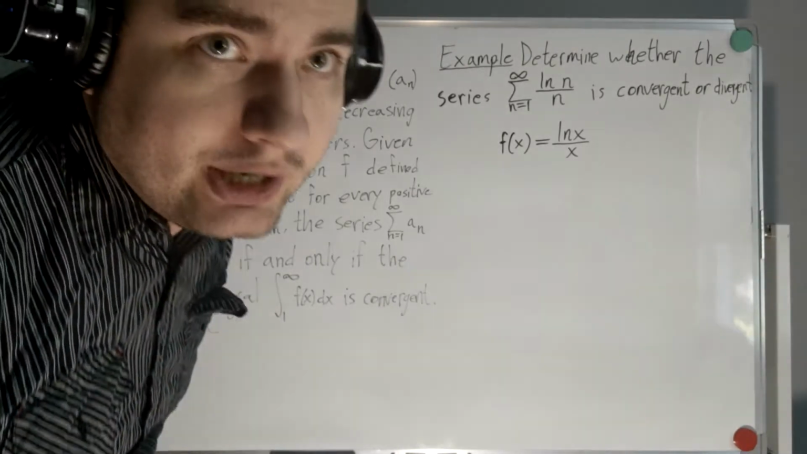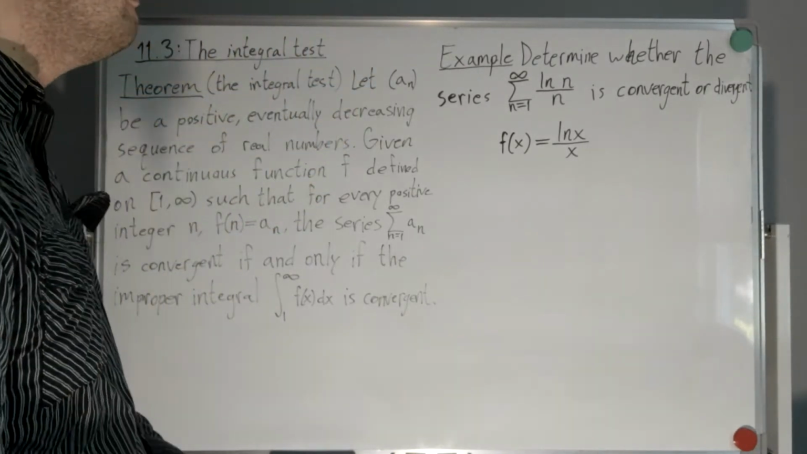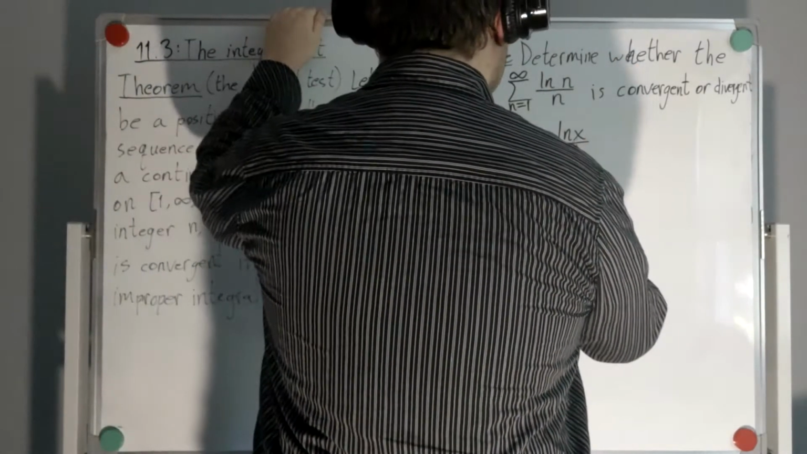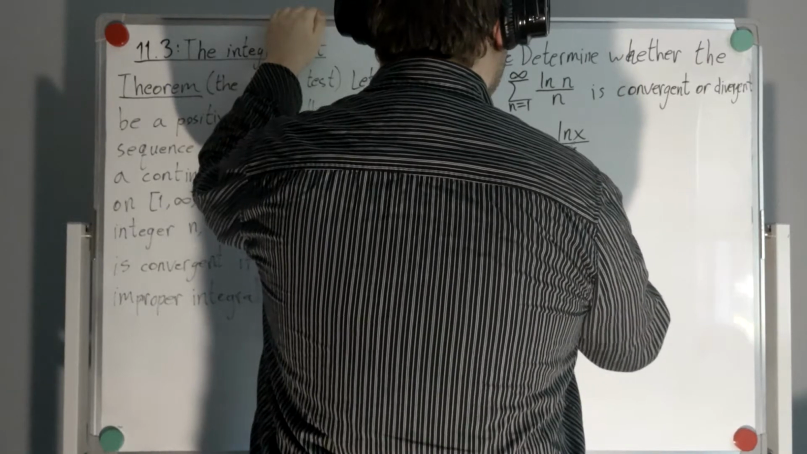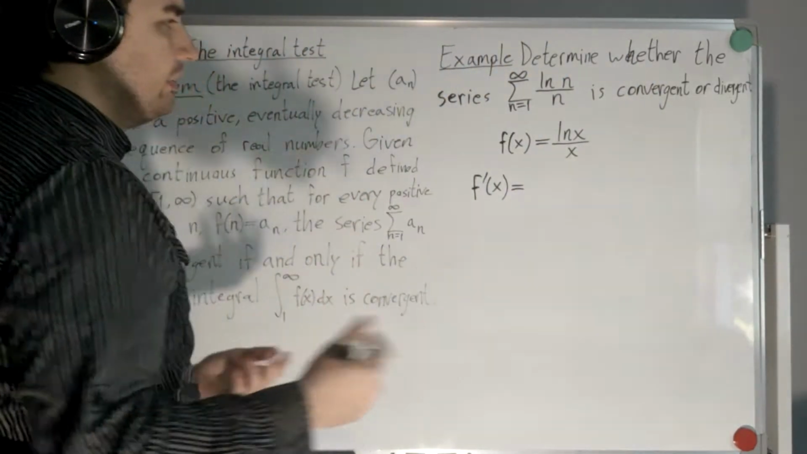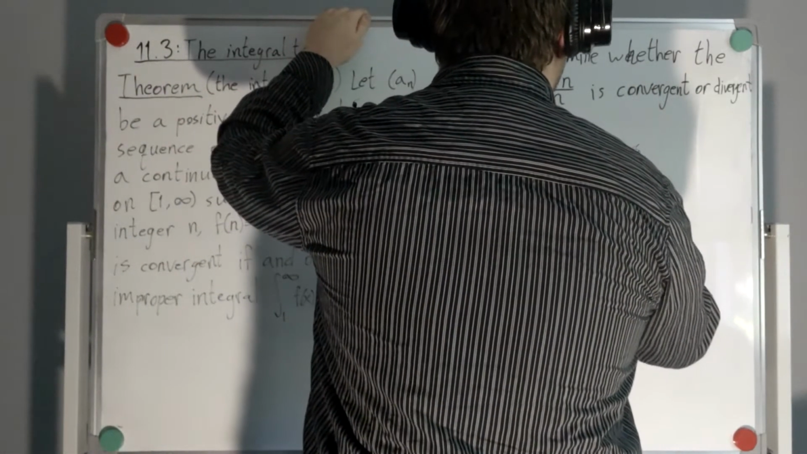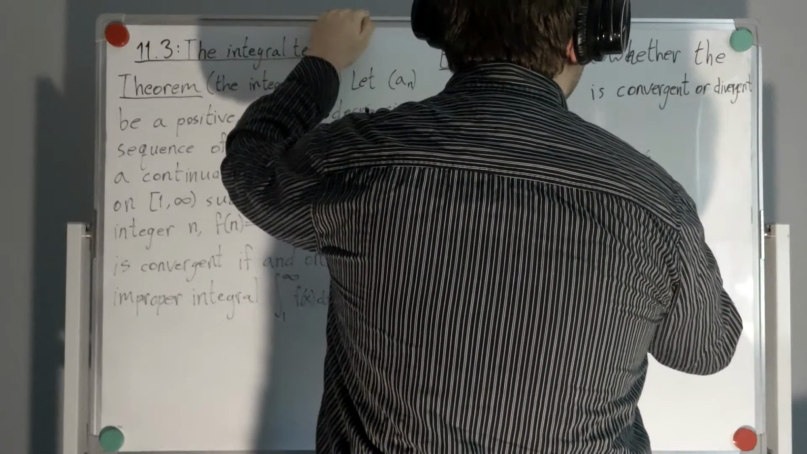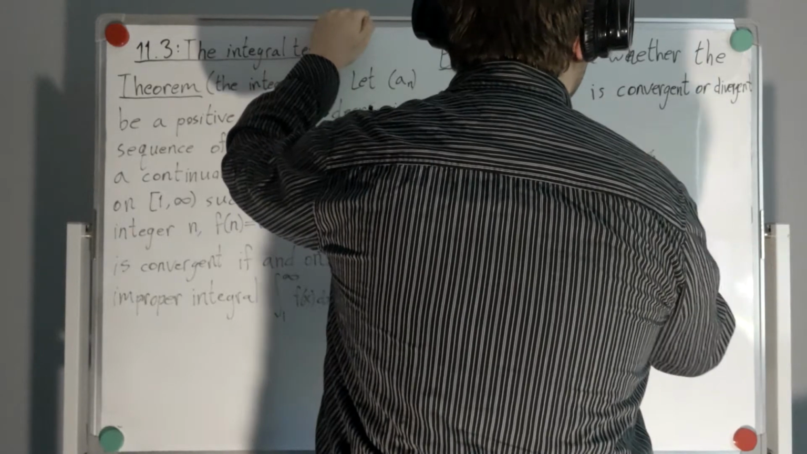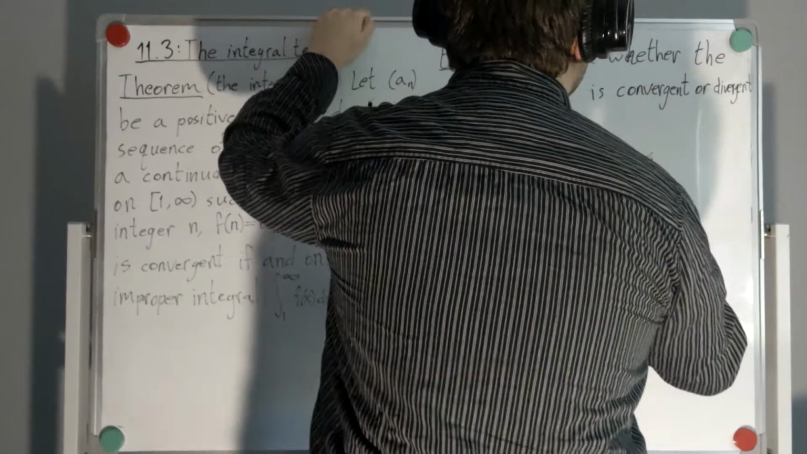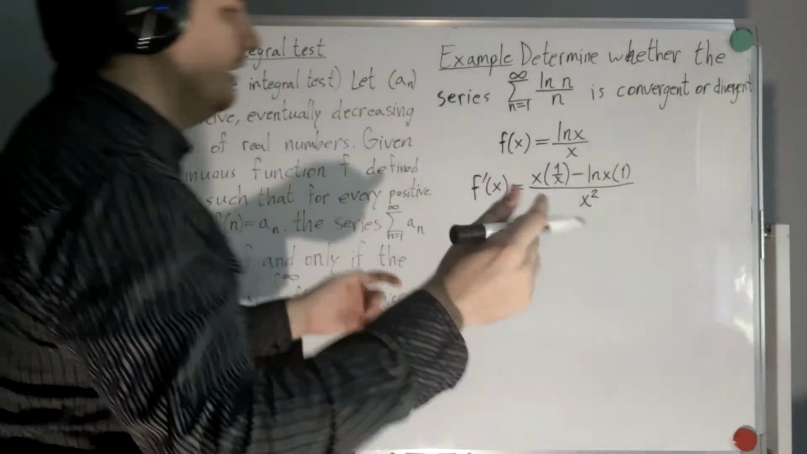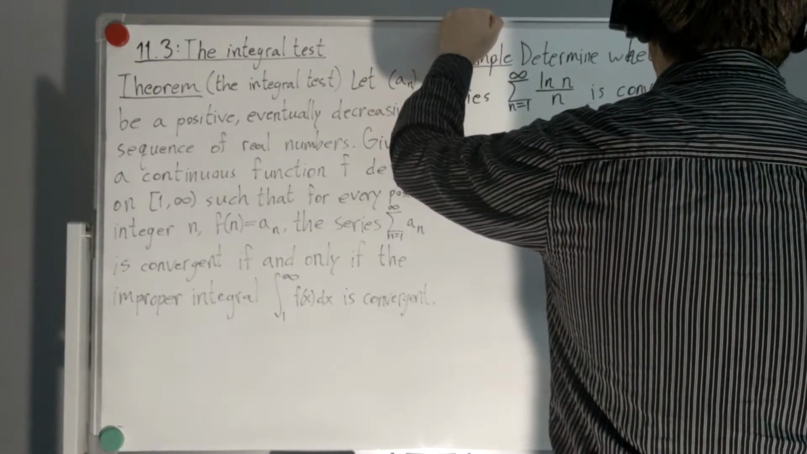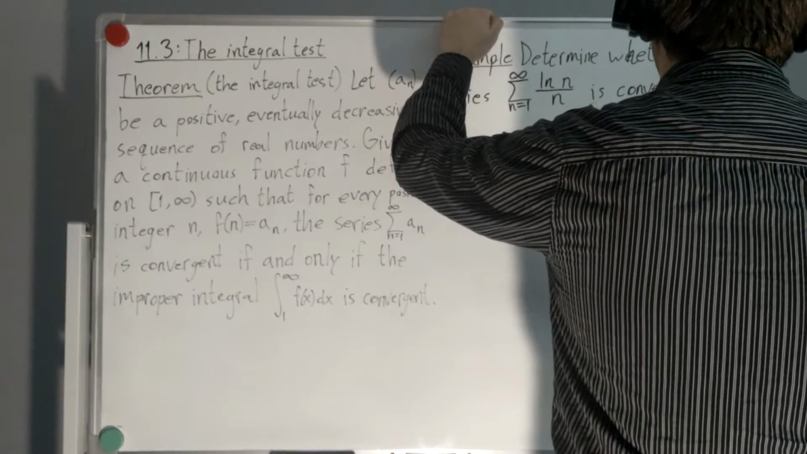In order to show that it is eventually decreasing, the easiest way to do that in this case would be to take the derivative. So f prime of x. Well, by the quotient rule, this is going to be the bottom times the derivative of the top minus the top times the derivative of the bottom divided by the bottom squared. And if you clean that up a little bit, it just looks like 1 minus ln x divided by x squared.